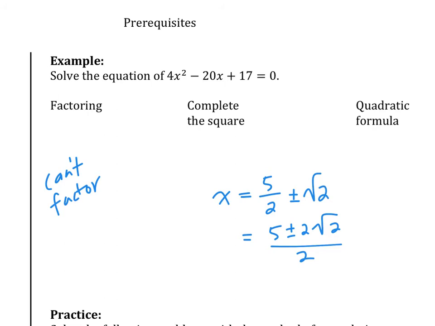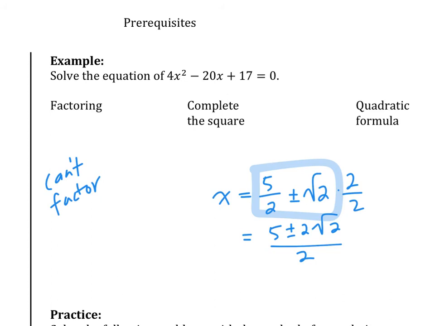Isn't it 5 plus or minus square root 2 over 2? Or is it? No, this is correct. If you got the first answer right, to get it into one fraction, you just multiply by 2/2. That way you can add them together.